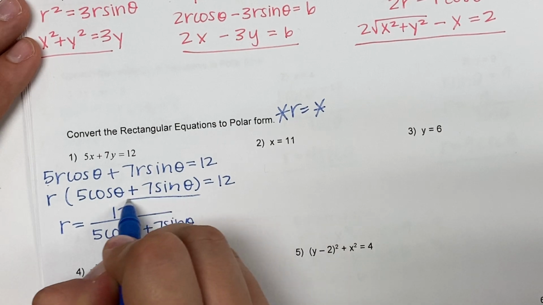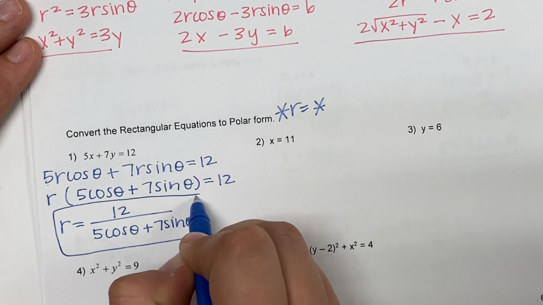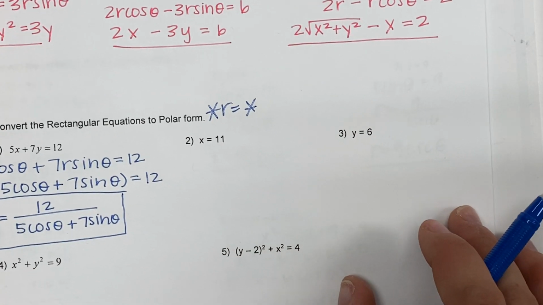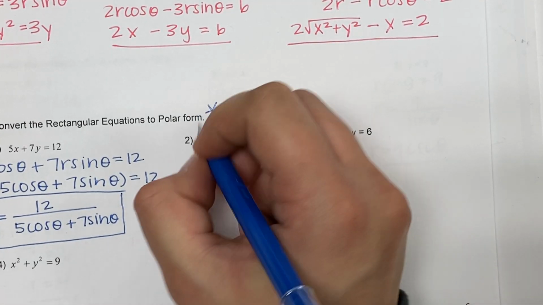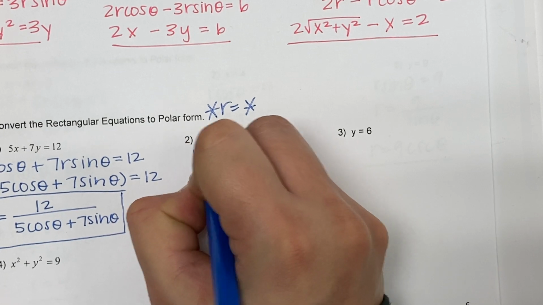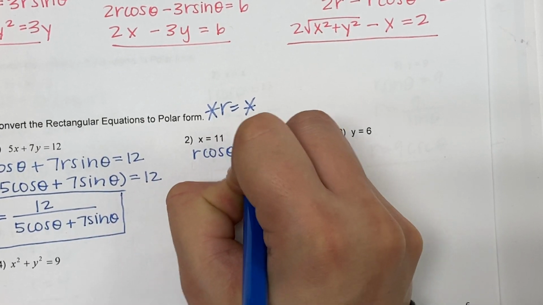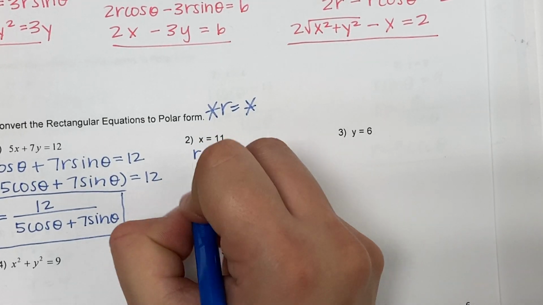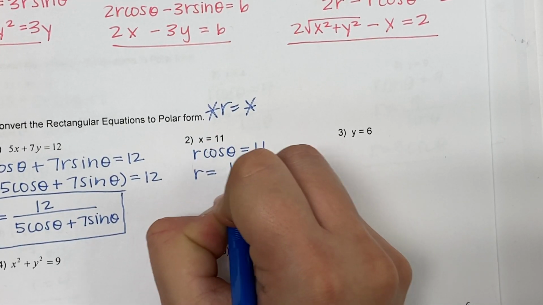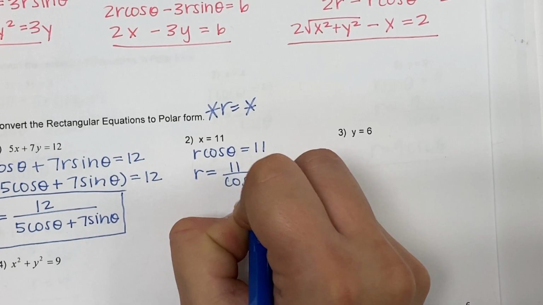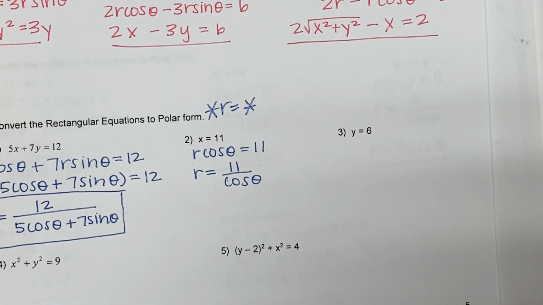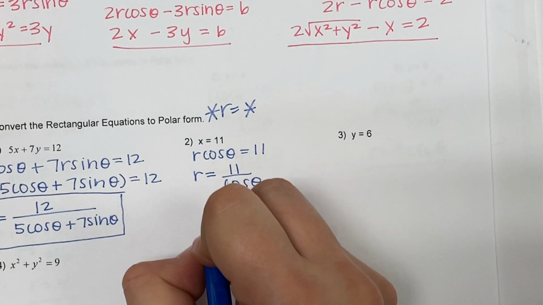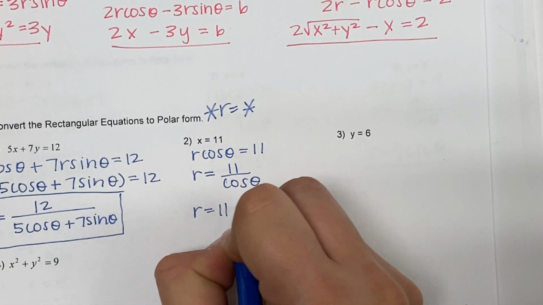And now it's in r equals. x and y are gone, so that's my answer. Yay! Number 2. All I have to do is get rid of x. I know x is r cosine theta. Now I want r by itself, so I'm going to divide by cosine. And I want to make this a little bit prettier, even though it's already in r equals. To bring cosine to the numerator, it becomes secant.